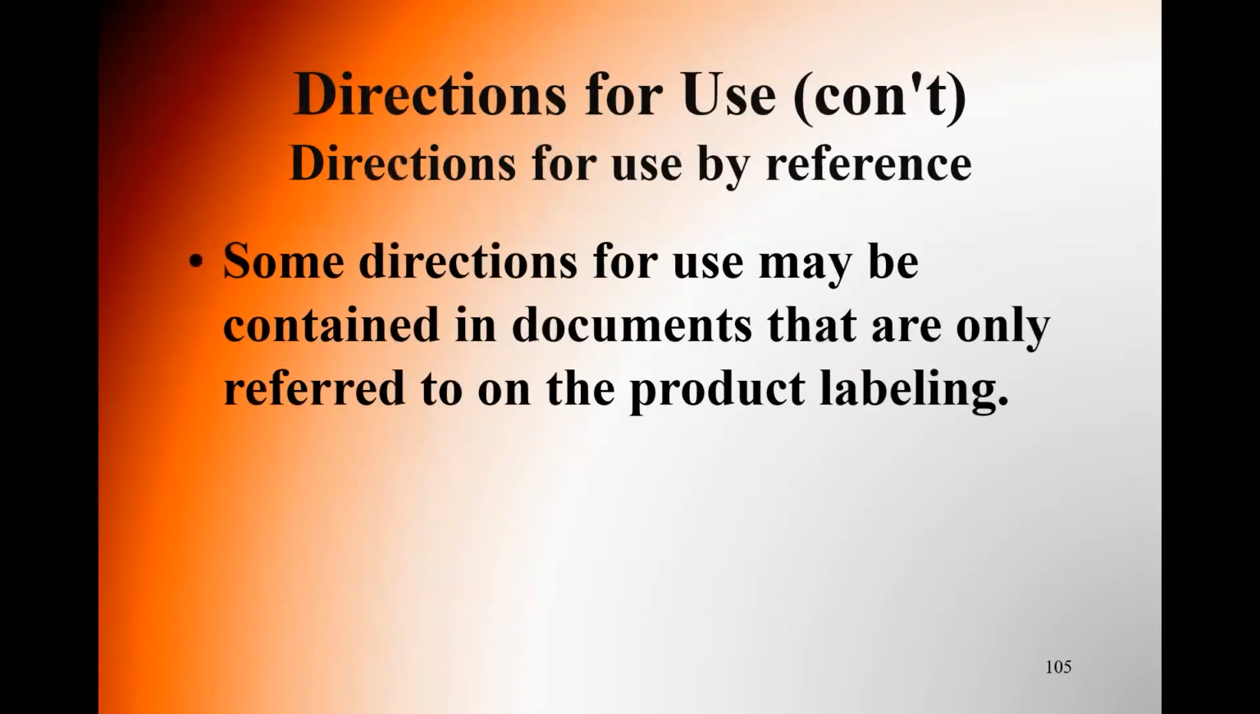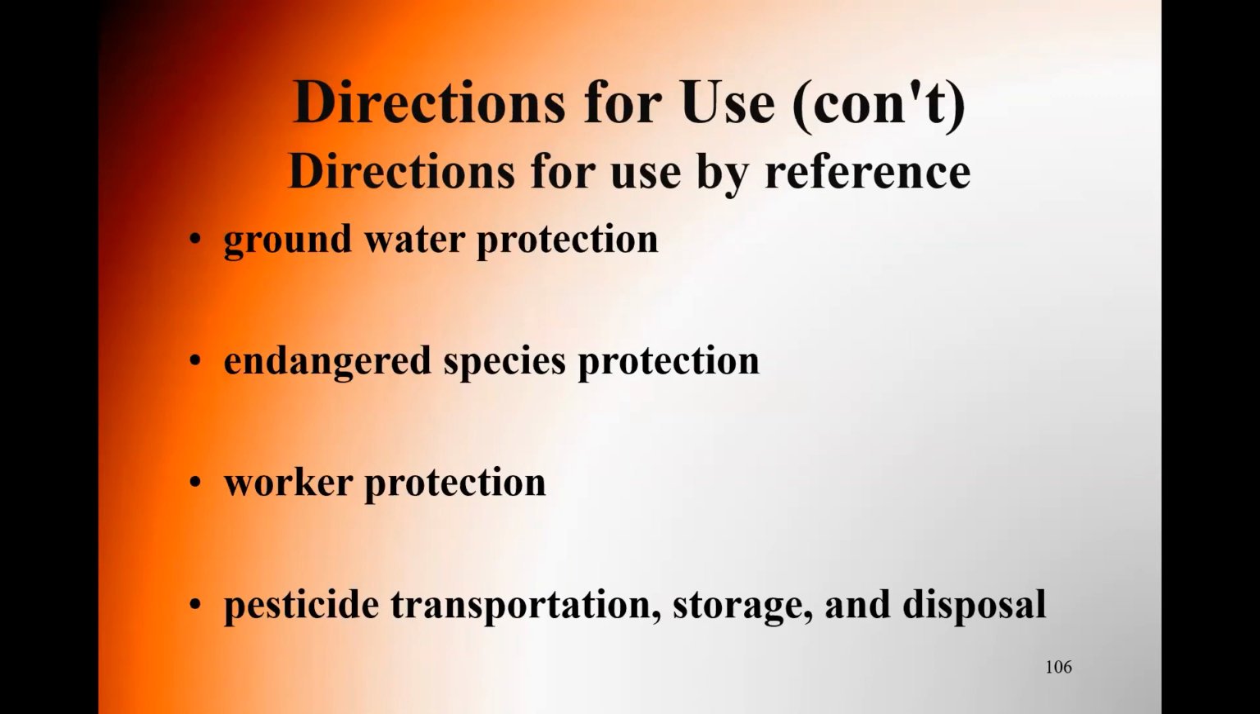Some directions for use may be contained in documents that are only referred to on the product labeling. So you may have to go there to find it. Some of the things they will give reference to are groundwater protection, endangered species protection, worker protection, and then transportation, storage, and disposal of that pesticide.